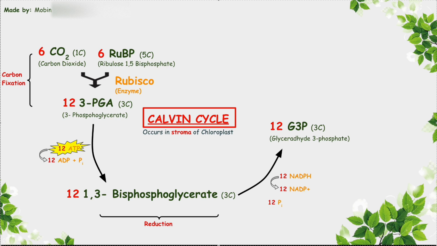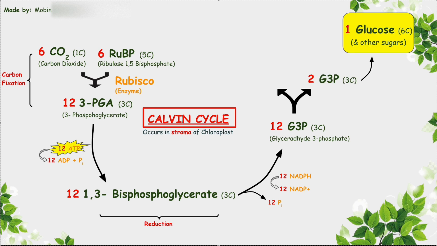1,3-bisphosphoglycerate turns into 12 glyceraldehyde 3-phosphate molecules, which is another 3 carbon molecule. Now here we have NADPH, made in the light-dependent reactions, being oxidized to make 12 NADP+ molecules, which reduces the 1,3-bisphosphoglycerate into 12 G3P molecules. In this step, we also have 12 phosphate groups leave 1,3-bisphosphoglycerate.